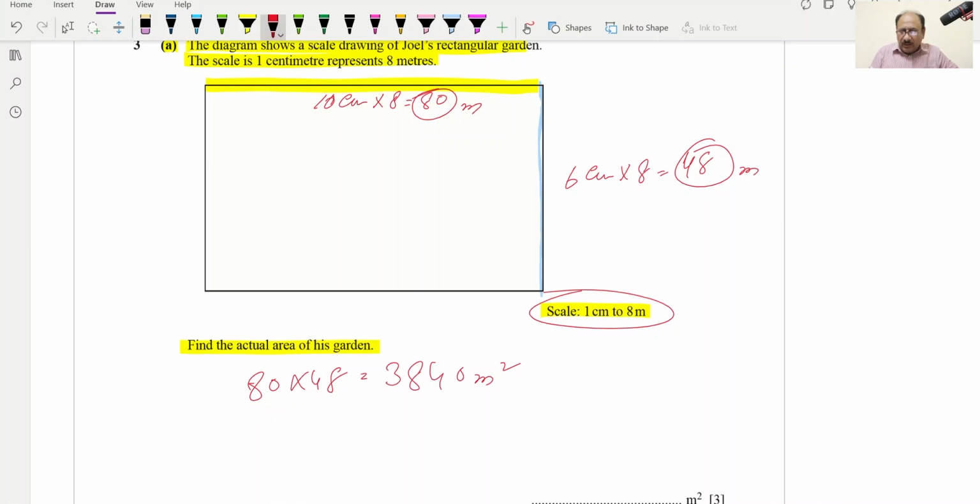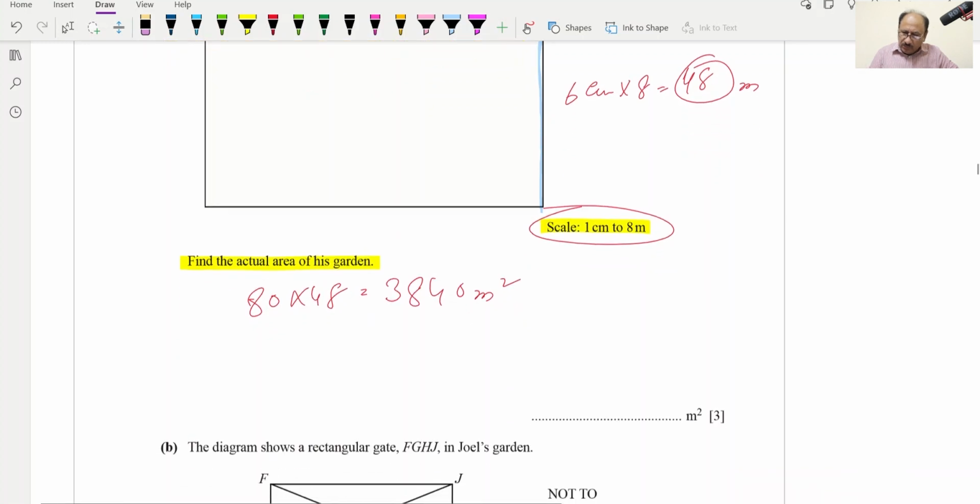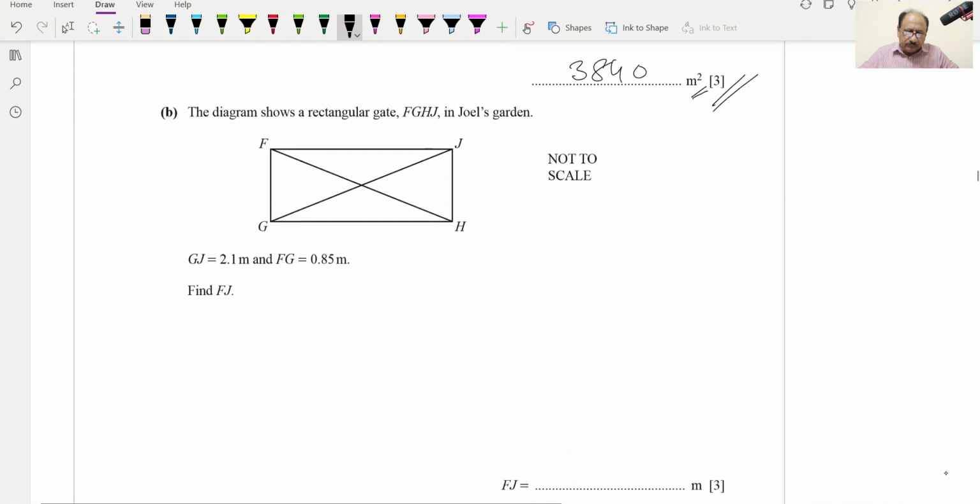These steps which I have written over here, you can write in your working in this area also. Before writing the answer, you can copy those steps in this section. The diagram is also basically included in the working. That's why I have not copied it over here. So the final answer we can write over here, 3840 meters squared, and this is a 3 marks part which we have done.